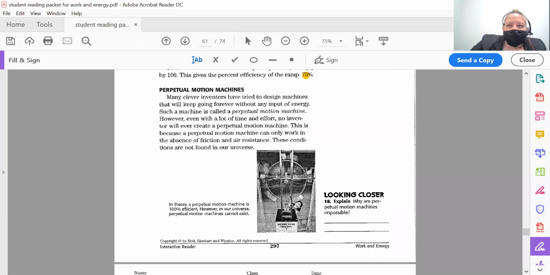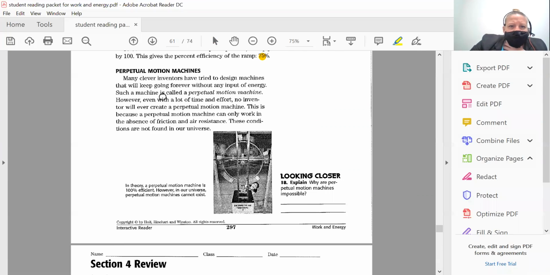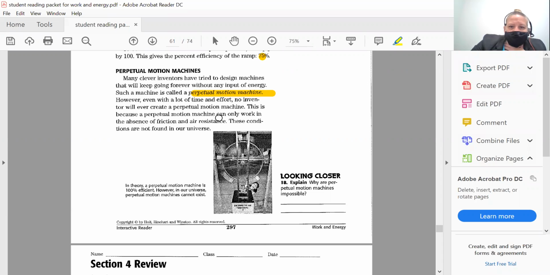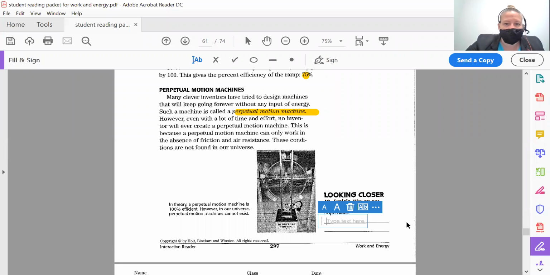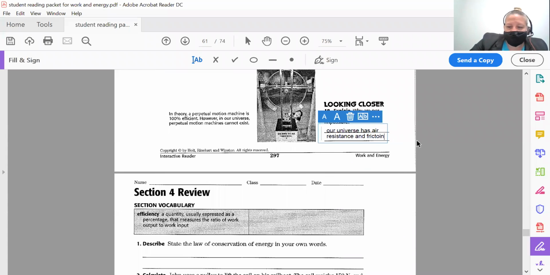Okay, perpetual motion machines. Many clever inventors have tried to design machines that will keep going forever without any input of energy. Such machines are called perpetual motion machines. However, even with a lot of time and effort, no inventor will ever create a perpetual motion machine. This is because a perpetual motion machine can only work in the absence of friction and air resistance. These conditions are not found in our universe. Why are perpetual motion machines impossible? Because our universe has air resistance and friction, okay? And so energy is always lost to those things.